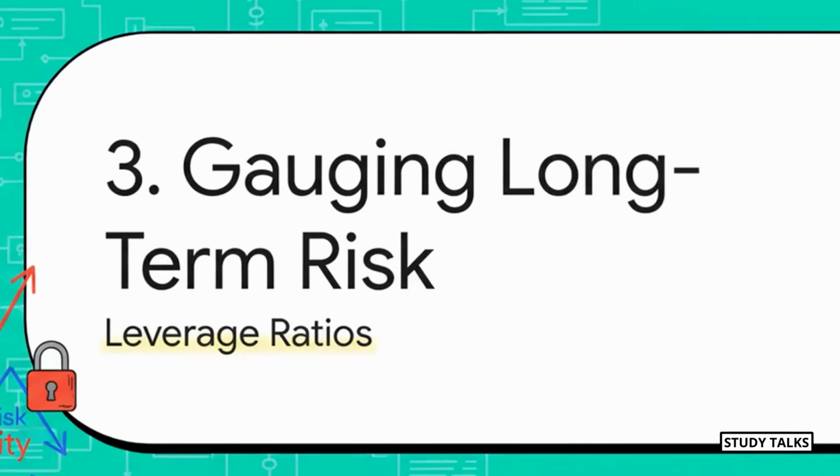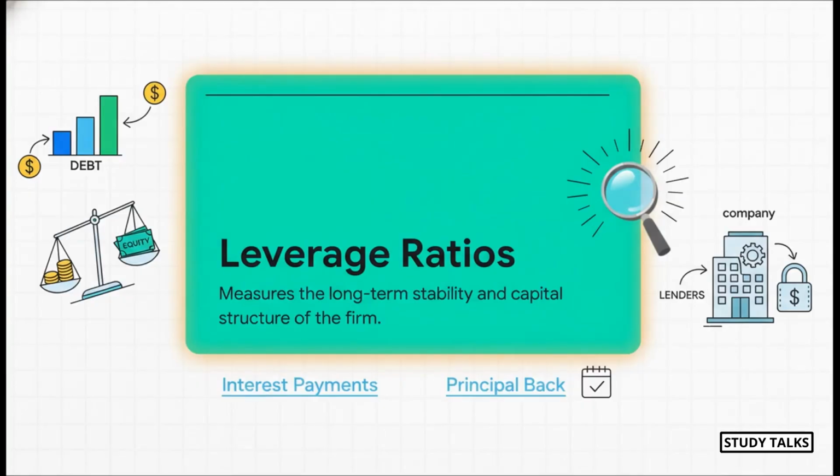Okay, let's move on to the next tray in our toolkit. We've checked for short-term survival. Now it's time to look at the company's long-term stability and its risk. We're talking about leverage ratios. The big question here is all about balance. Is the company being financed by its owners, or is it running on borrowed money? These ratios tell us about the long-term capital structure, and they're super important for lenders who want to be absolutely sure they're going to get their interest and their principal back.